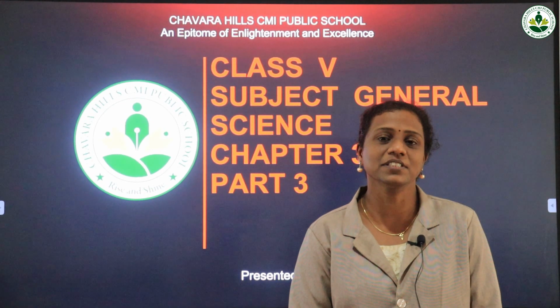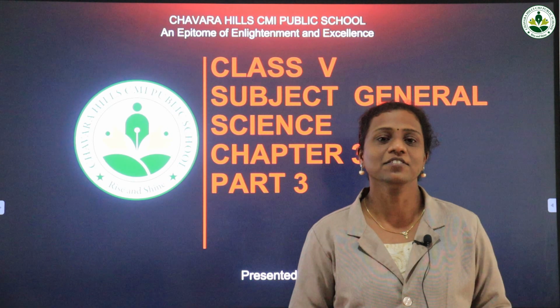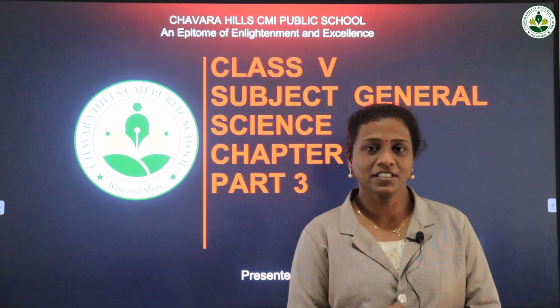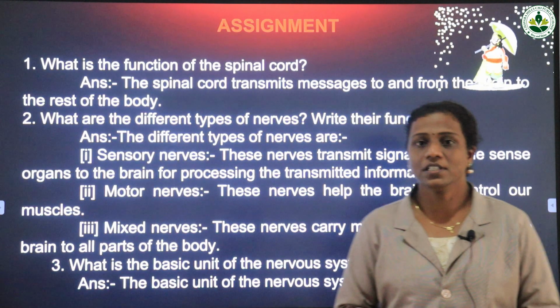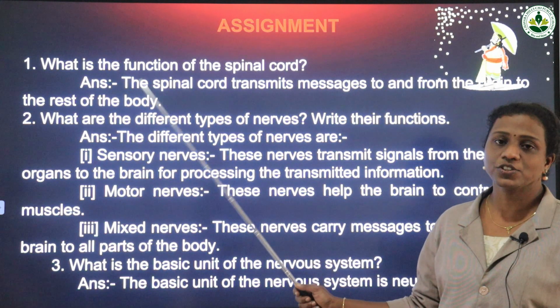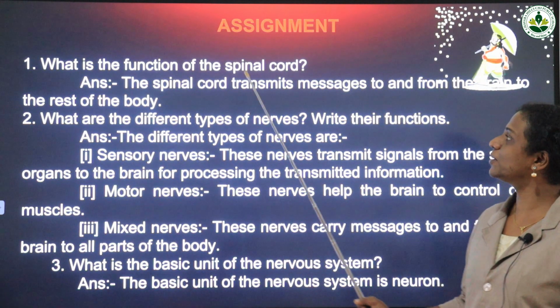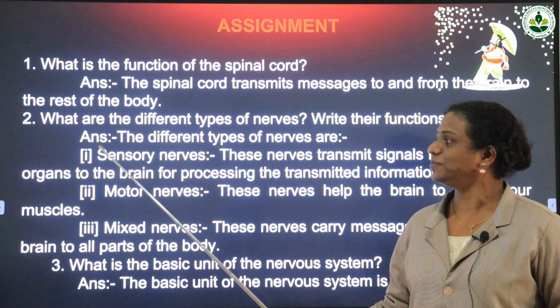Last class we studied our nervous system, different types of nerves and their functions. So we can check the assignment answers. The last class assignment questions. First one, what is the function of spinal cord? The spinal cord transmits messages to and from the brain to the rest of the body.